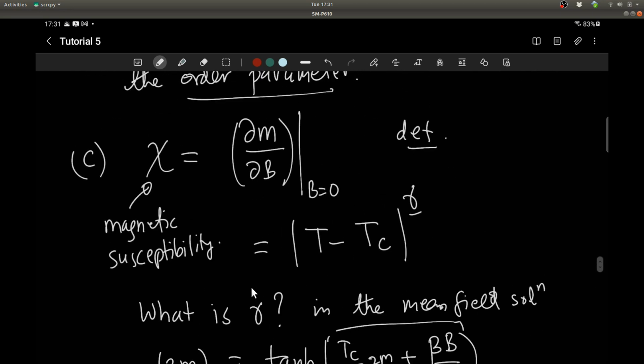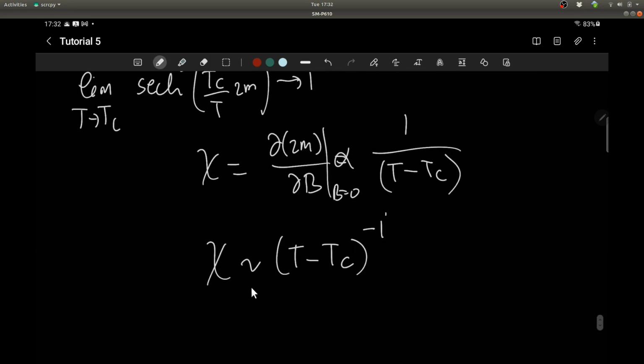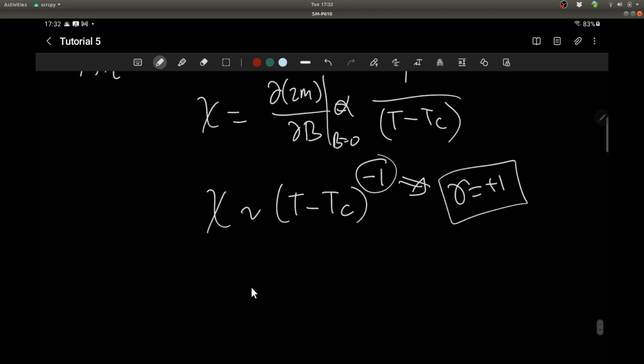So what is gamma now? There's a mistake in this definition of gamma. It is chi goes like t to the minus gamma. So what is gamma? 1. Okay, that's good. So are there any questions?